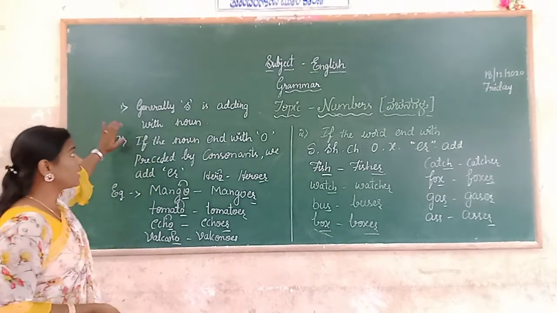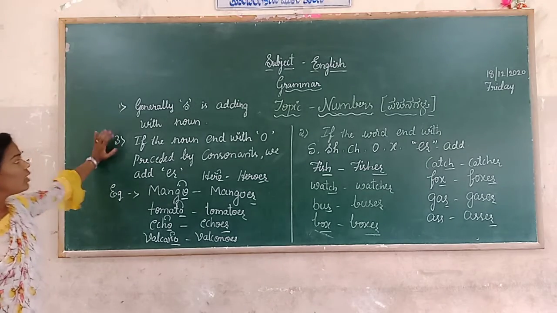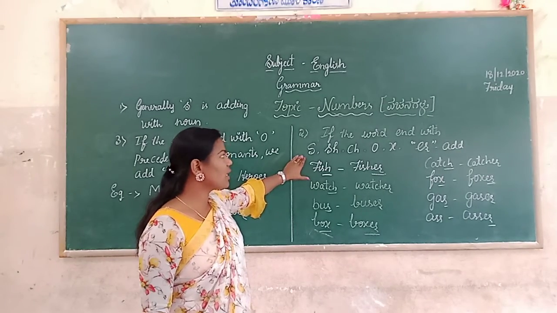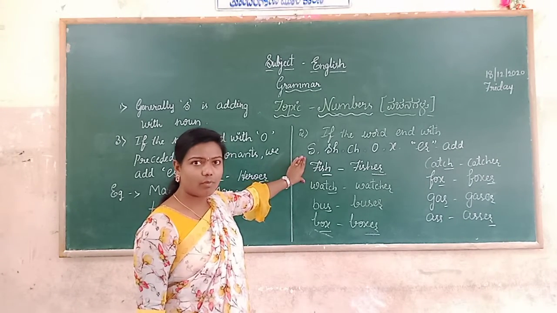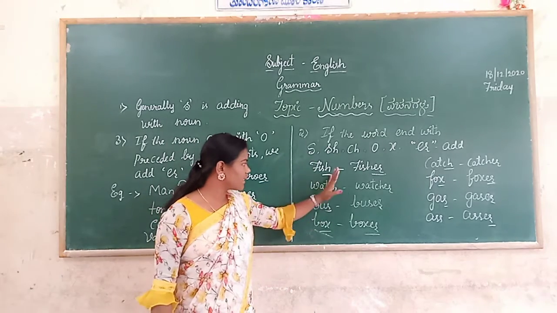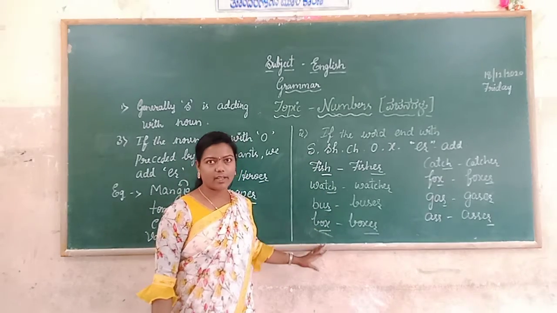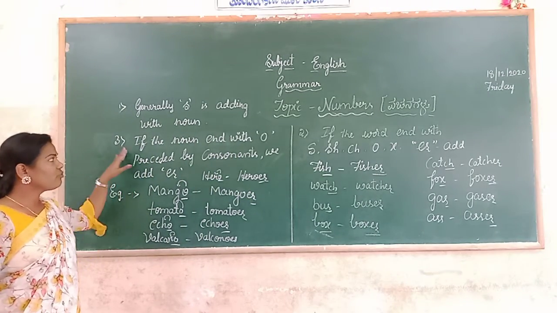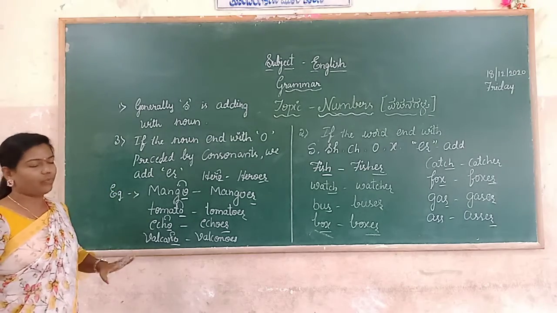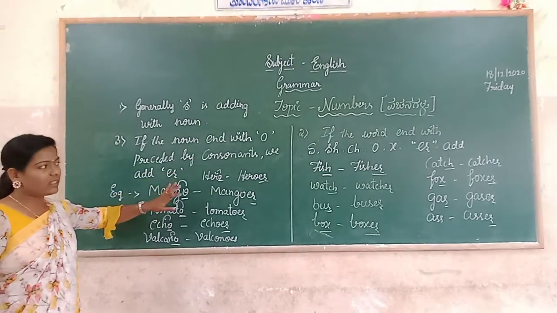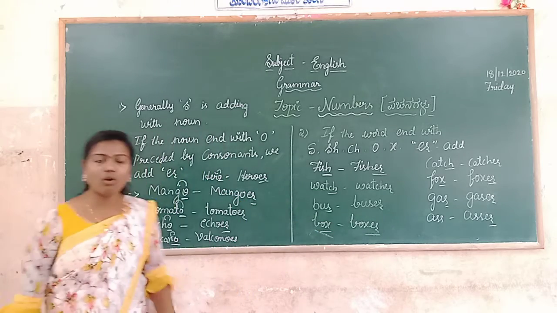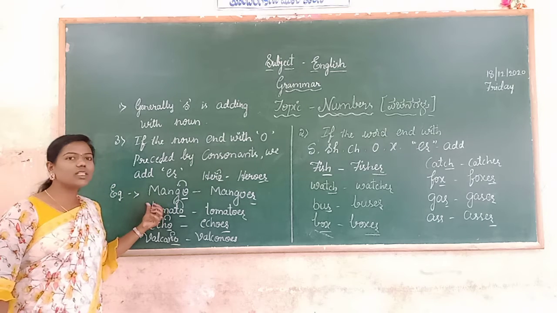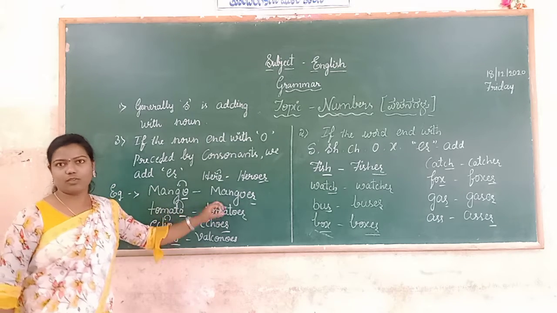To recap: first, generally S is added with a noun. Second, words that end with S, CH, SH, O, and X take ES in the plural. So many words end with SH, CH, S, or X, and we add ES in the plural form. Third, if the noun ends with O preceded by a consonant, we add ES. Here also some words end with O, but you look at the letter behind it; if it is a consonant, we add ES.